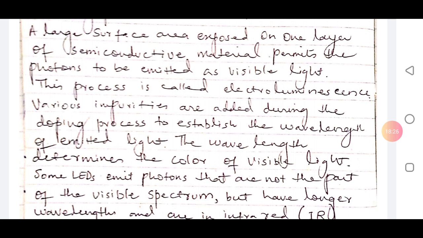This process is called electroluminescence. Electroluminescence is the terminology used when electrons hit a surface. That surface is exposed to the electrons, so electrons hit that semiconductor surface, and due to this hard hit by the electrons, the semiconductor material emits light.